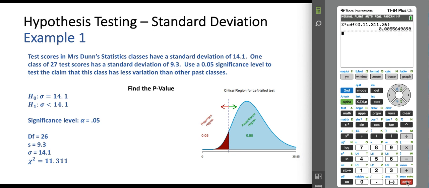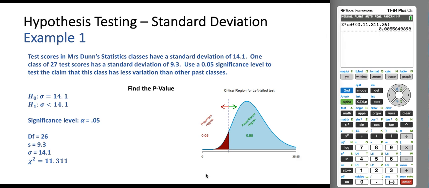So the area to the left of 11.311 is 0.005565, which is our p-value for this problem. That means that our test statistic must be in this red region, this region where we are rejecting the null hypothesis. P is low, null must go.